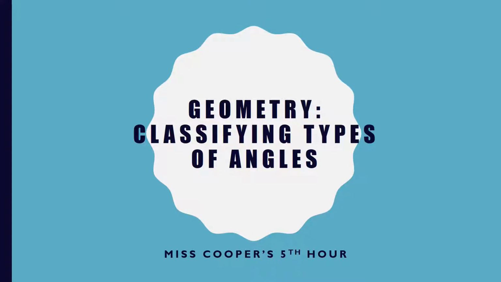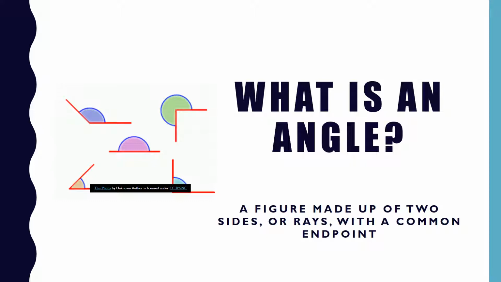Today, we will be working in geometry by classifying different types of angles. So we might be thinking, what is an angle? We talk about angles a lot in geometry, and we need to be able to understand the definition of an angle. An angle is a figure made up of two sides or rays with a common endpoint.